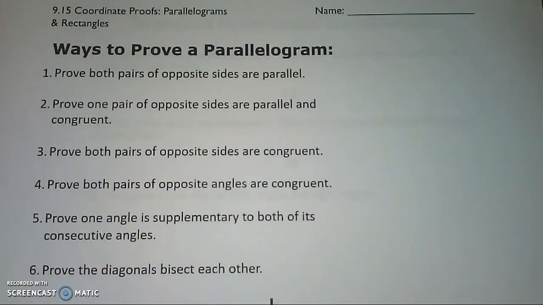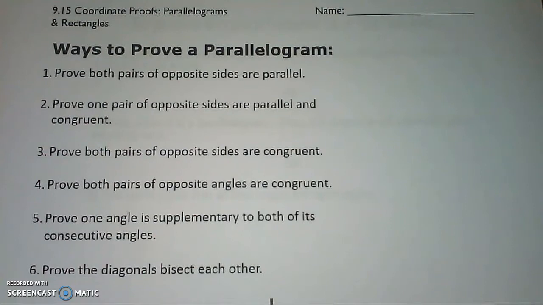Okay, guys, in 9:15, we're talking about the ways that we could prove a parallelogram. Actually, only 4 out of these 6 ways are going to work on a coordinate plane, but they all stem from the properties of a parallelogram, which was something that we discussed in Unit 5.